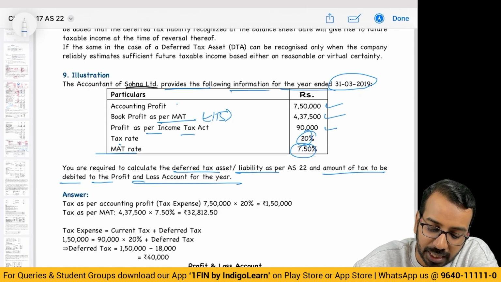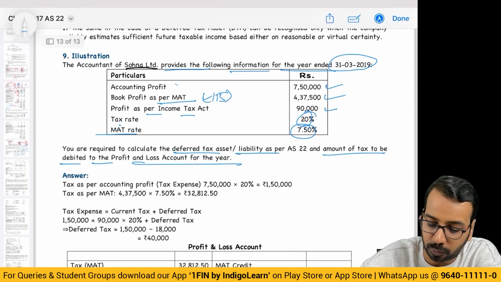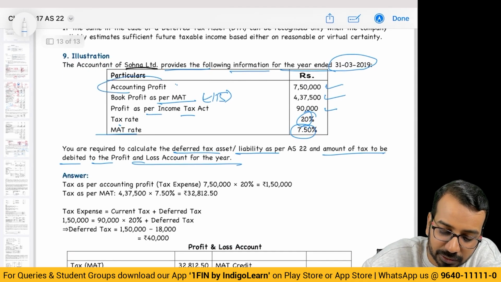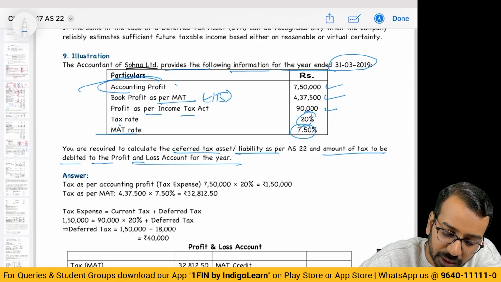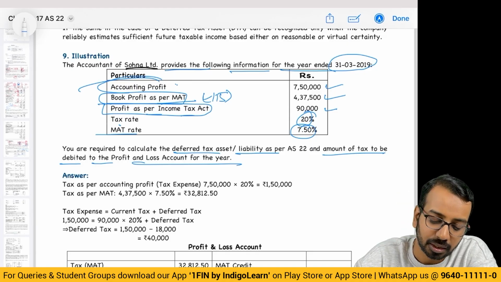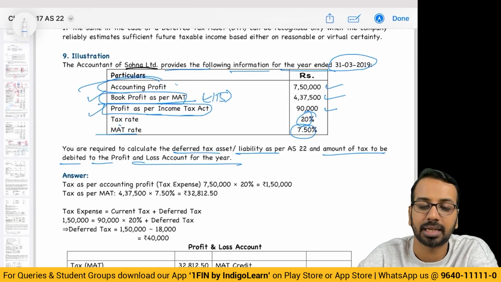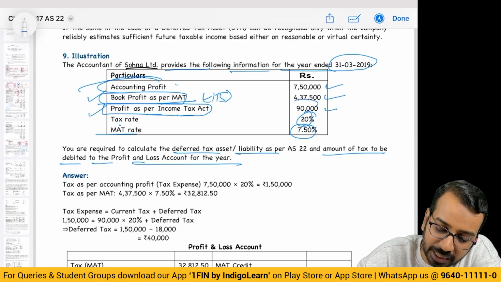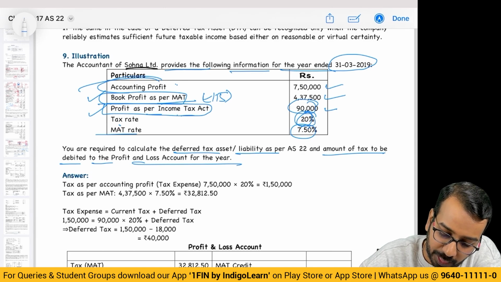First, accounting profit is 750. So what do we have to do? We have to calculate tax. No need to calculate tax on accounting profit. Calculate tax on book profit and calculate tax on profit as per income tax. Profit as per income tax is 90,000 into 20%.